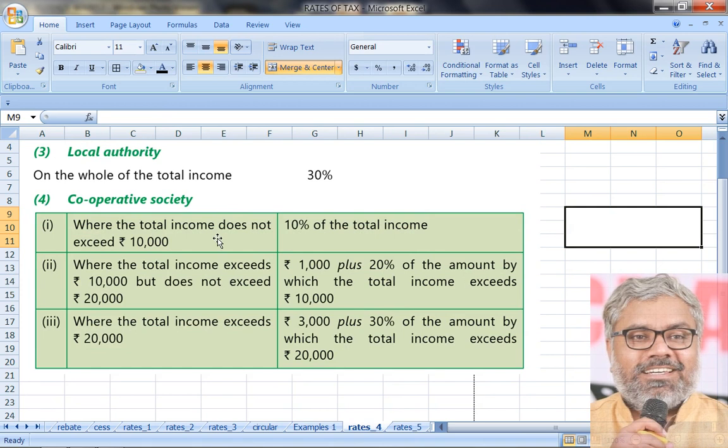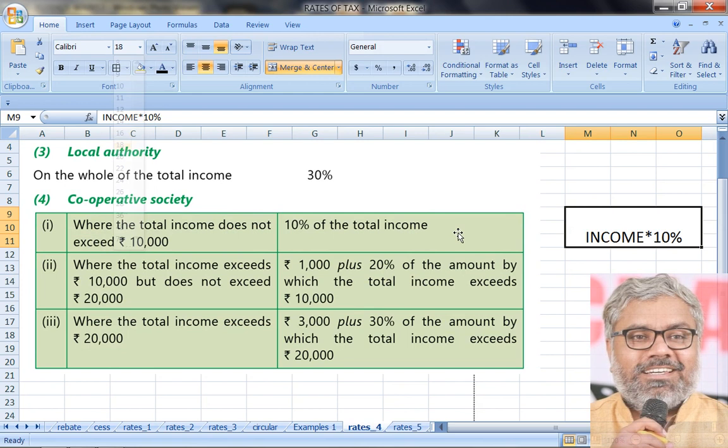So in the first case here, if at all the total income does not exceed 10,000, what we have to calculate is income directly into 10%. There is no minus, no basic exemption limit.